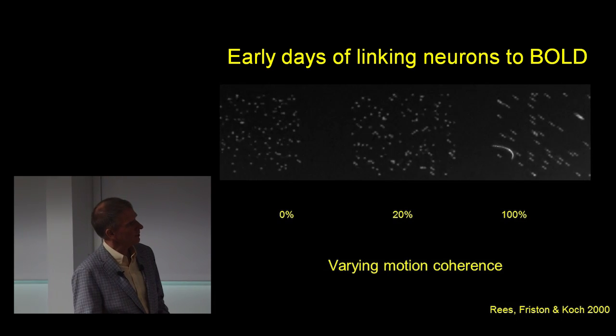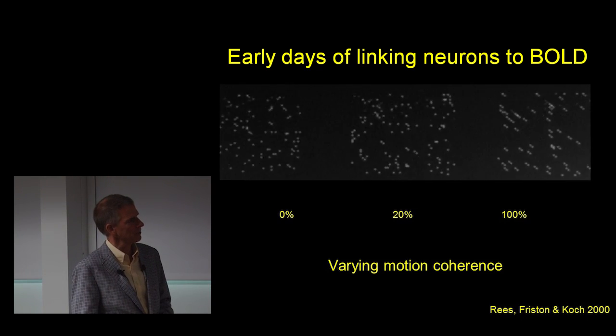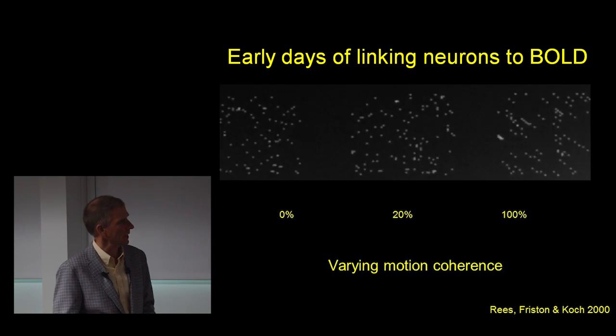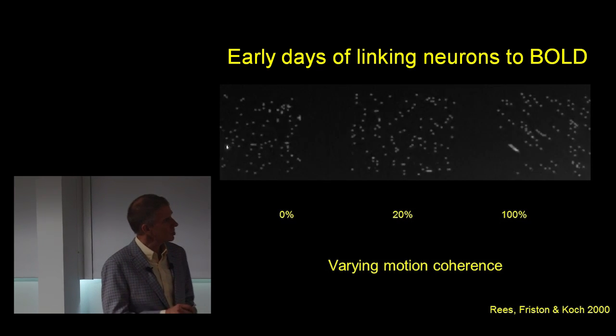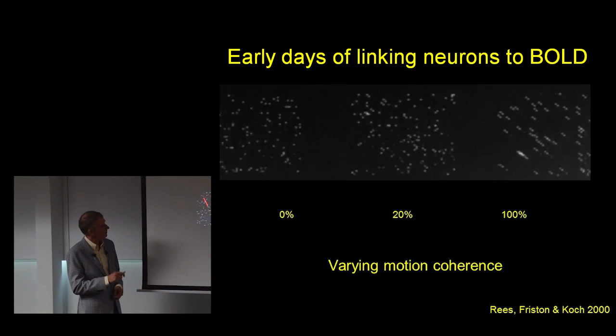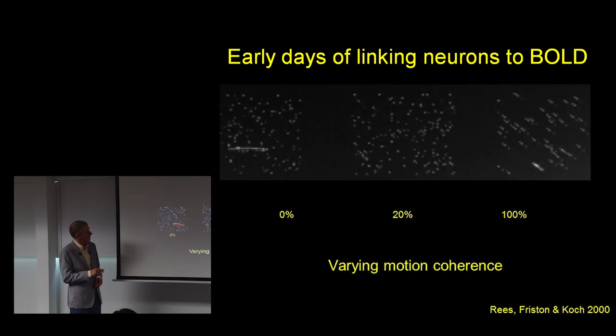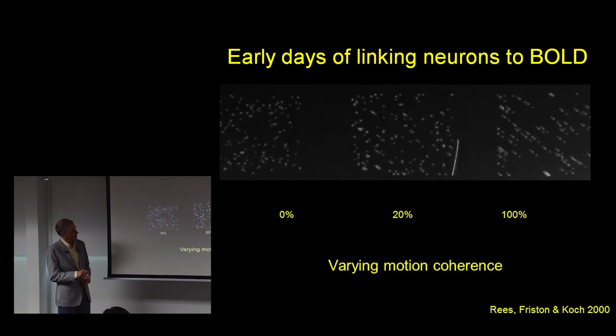So here you have three different motion signals, a very standard classical task developed by psychologists and by animal physiologists. You have a motion signal that moves either up or down. Here it's totally random. Here 20% of the signals are moving, I think, down.